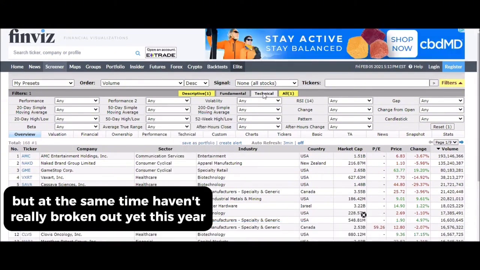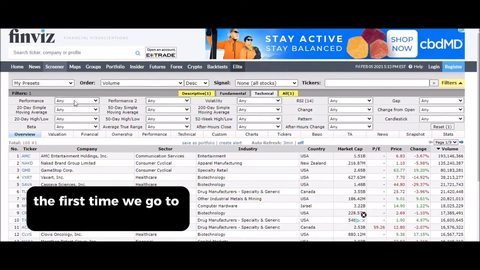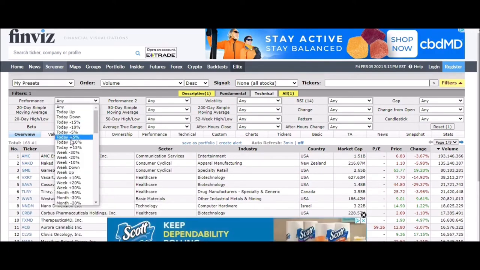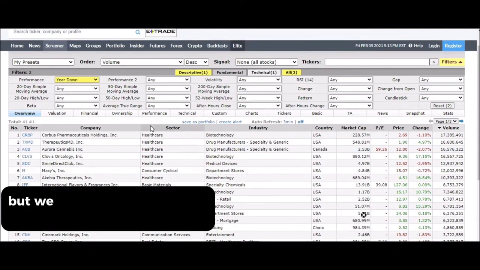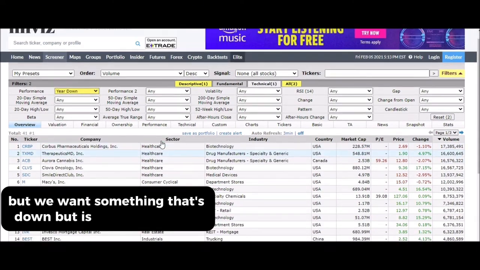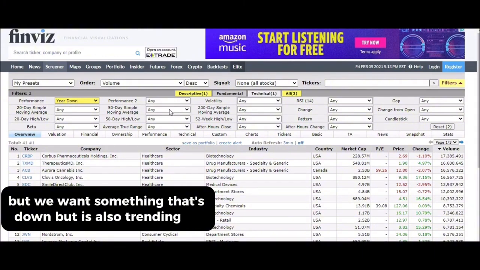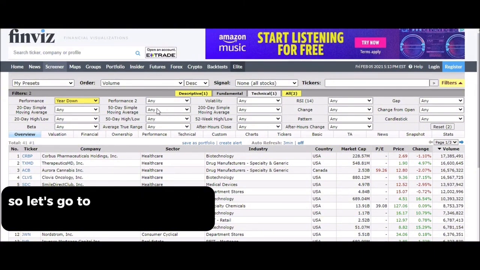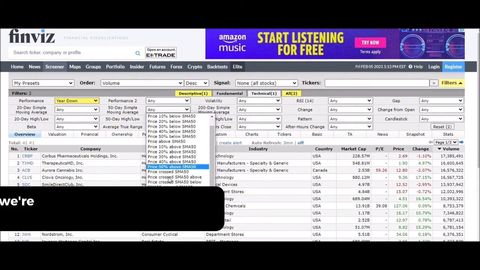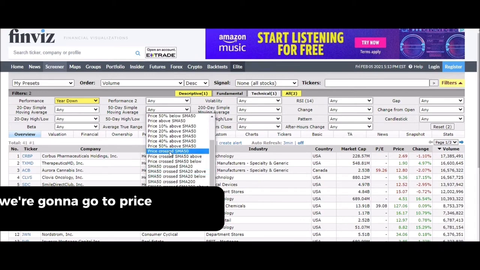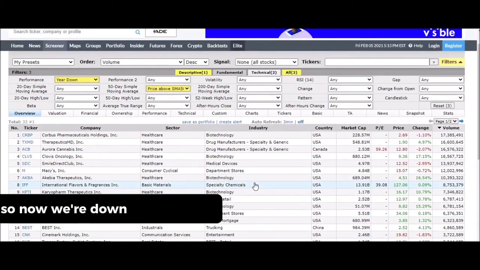So when we're at the technical tab, the first thing I'm going to go to is performance. And let's go with year down. But we want something that's down, but is also trending up. So let's go to something that's above the 50-day. We're going to go to price above 50-day moving average. Okay, so now we're down to 2 pages.